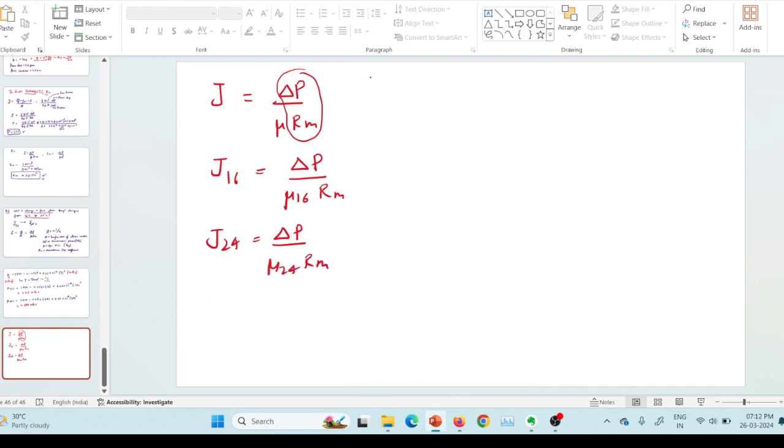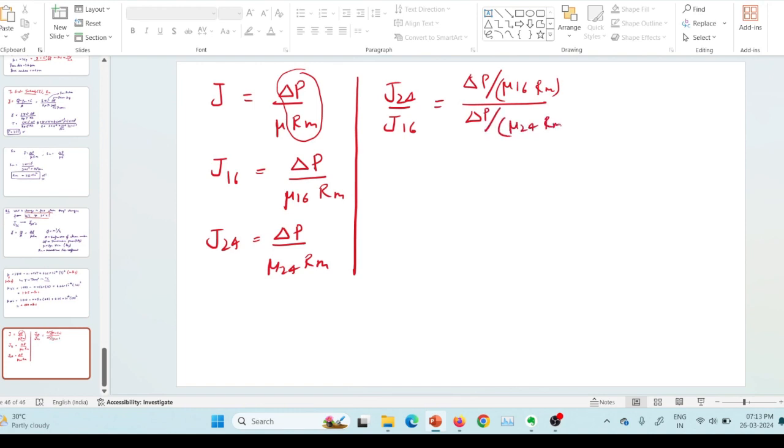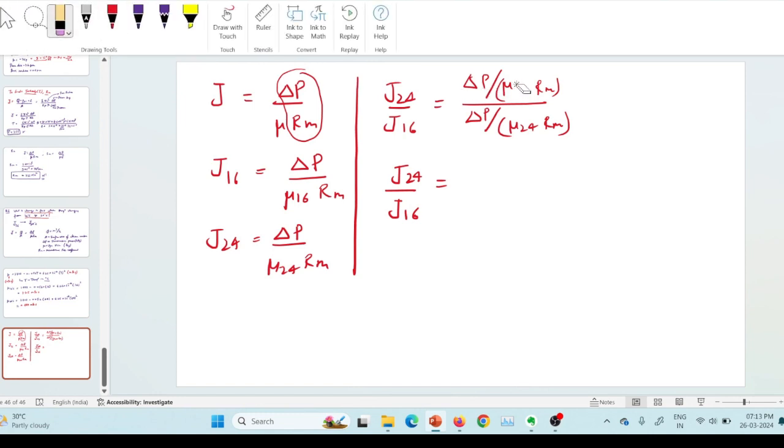Now we need to calculate if I divide J24 divided by J16, it comes out as delta P divided by mu 24 Rm, and we will get it as mu 16 divided by mu 24. J24 by J16 is equal to mu 16 by mu 24. It should be 16 over 24.